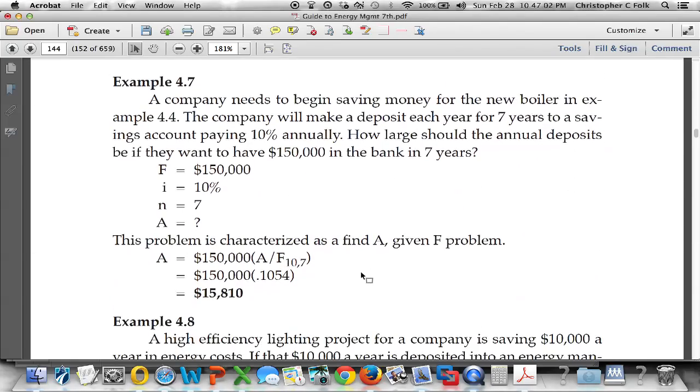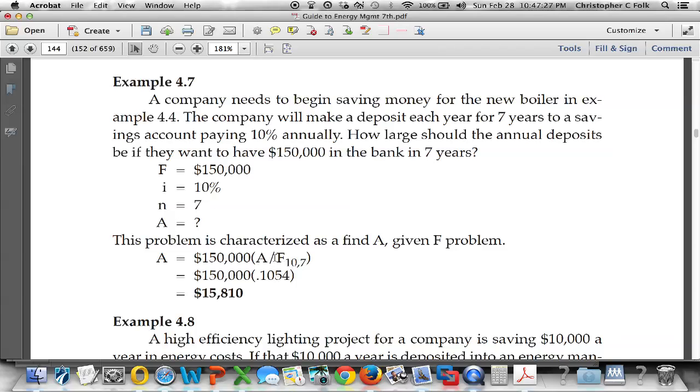We need to start putting money away for a new boiler, the one we talked about that was going to crap out in 7 years. I'm sorry. So how much in annual deposits do we need to put away in order to have $150,000 in the bank in 7 years? So what do we need to put away every year to be worth $150,000 in 10 years? Well, that's kind of neat.